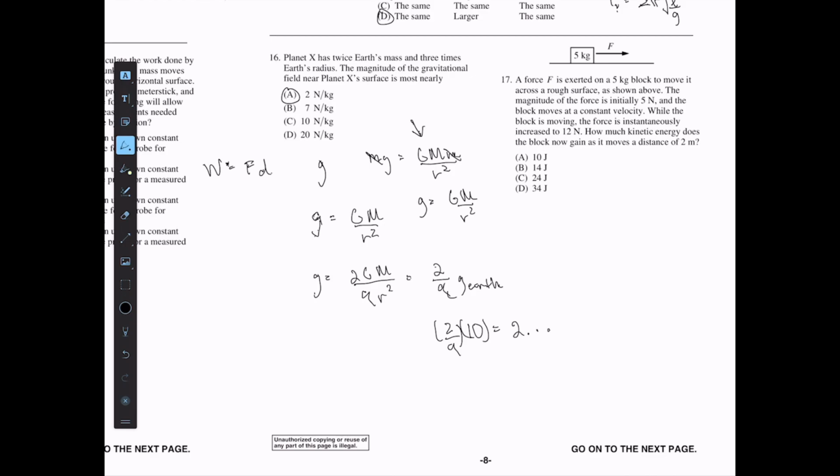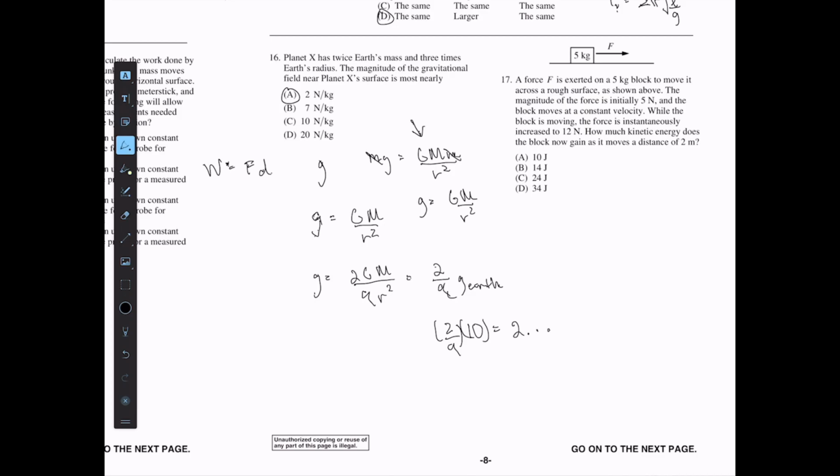A force F is exerted on a 5 kilogram block to move it across a rough surface, as shown above. The magnitude of the force is initially 5 newtons, and the block moves at a constant velocity. While the block is moving, the force is instantaneously increased to 12 newtons. How much kinetic energy does the block now gain as it moves a distance of 2 meters?